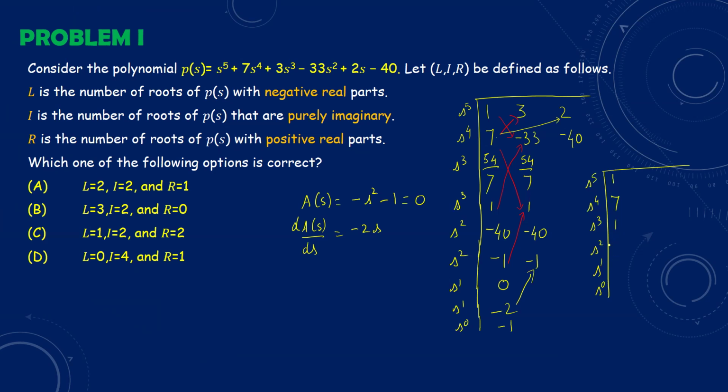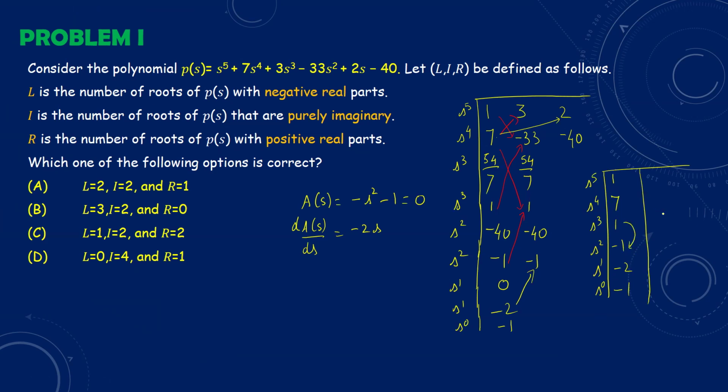And then the S square first column element is minus 1. The S power 1 first column element is minus 2 and S power 0 is minus 1. So here check the number of sign changes: 1 to minus 1. After that, negative only.